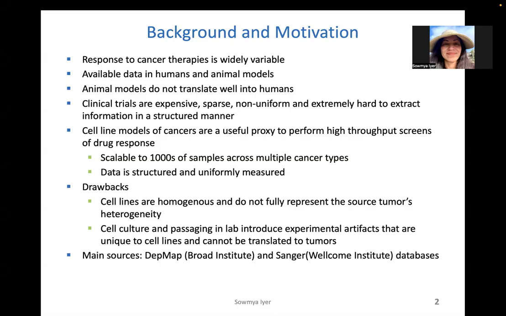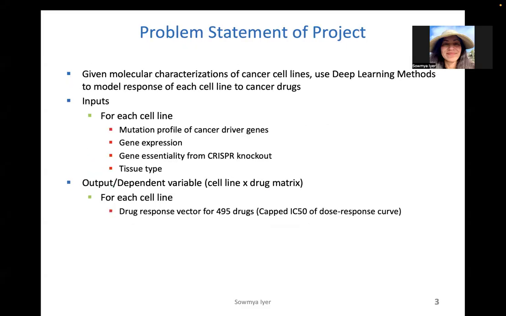But some of the drawbacks are that cell lines are homogeneous, whereas tumors are not. And cell culture and passaging in labs introduce experimental artifacts that are unique to cell lines and that cannot be translated to tumors. And overall, drug response experimentation in a screened, pooled manner is just extremely noisy. So many thanks to the DepMap, the Broad Institute, where I work, and Sanger Wellcome Institute databases.